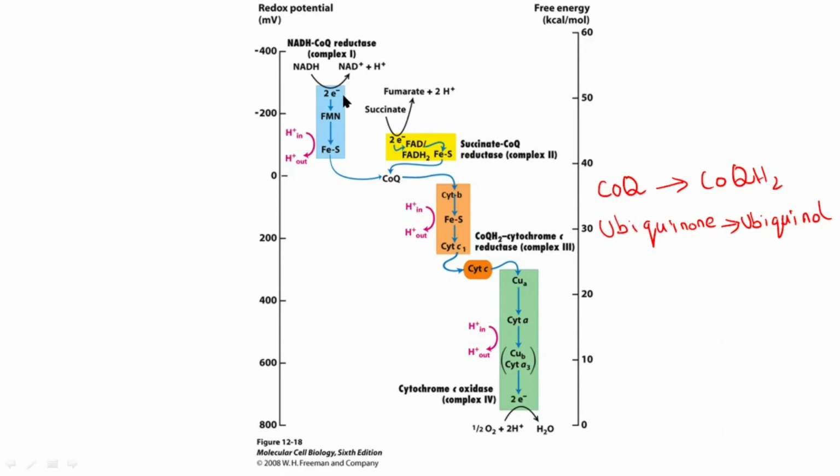Among the 4 complexes involved in the electron transport chain, 3 of them function as proton pumps. They are complex 1, complex 3 and complex 4. Complex 2 is not involved in proton pumping because the free energy change that occurs during the transfer of electrons among its components is not enough for it to pump protons across the membrane.